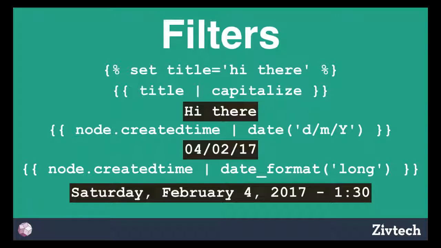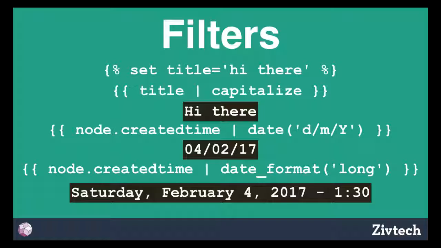For some more examples here, you can see we're setting hi there, then calling title piped. This is the syntax for sending it through to a filter. And you can chain these, so you can have multiple ones in a row. I don't want to make this slide any more confusing than it already is. Capitalize, you can see it was lower here, and now it's upper there.